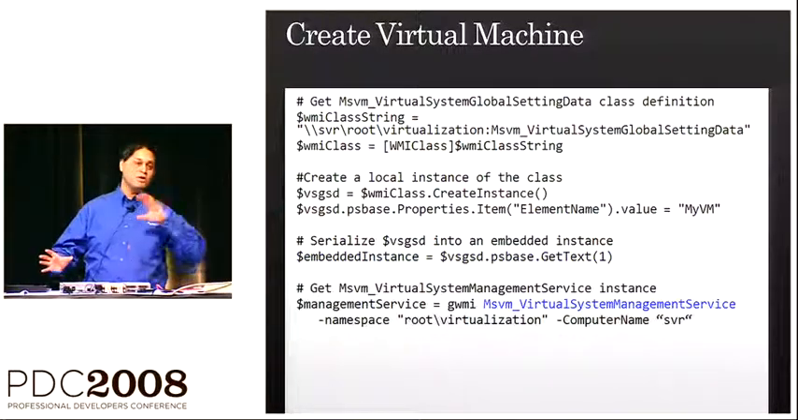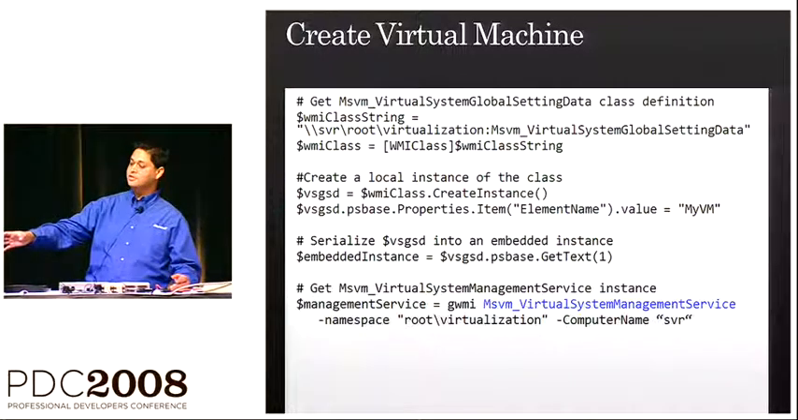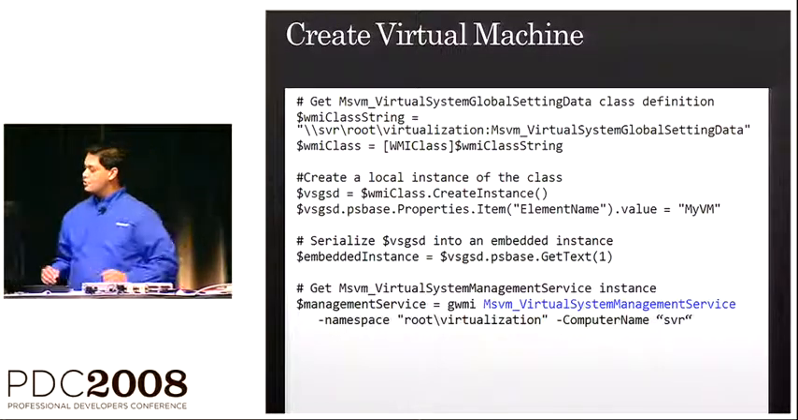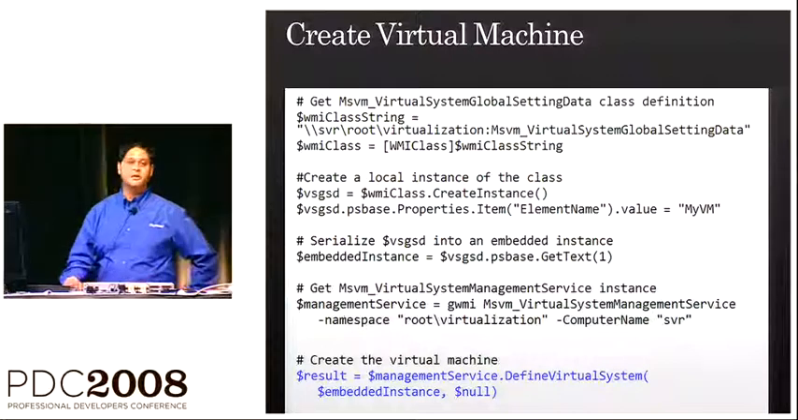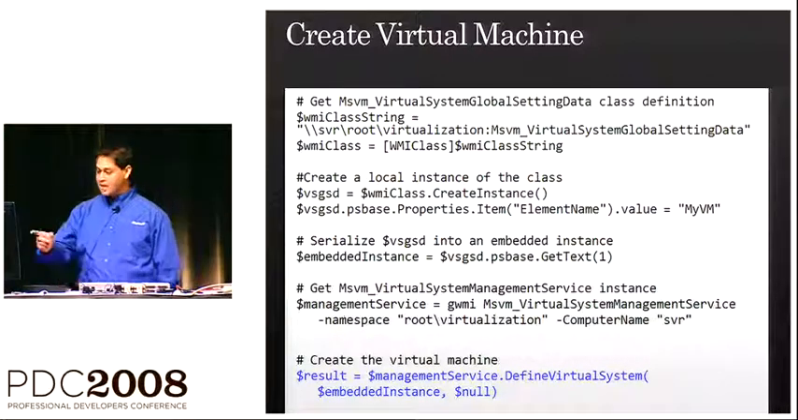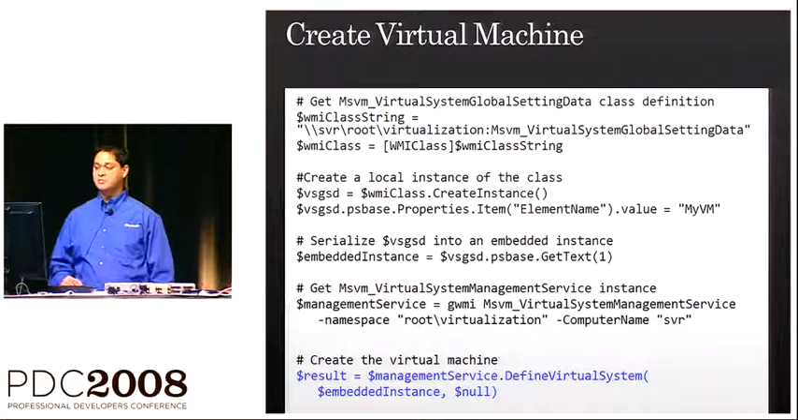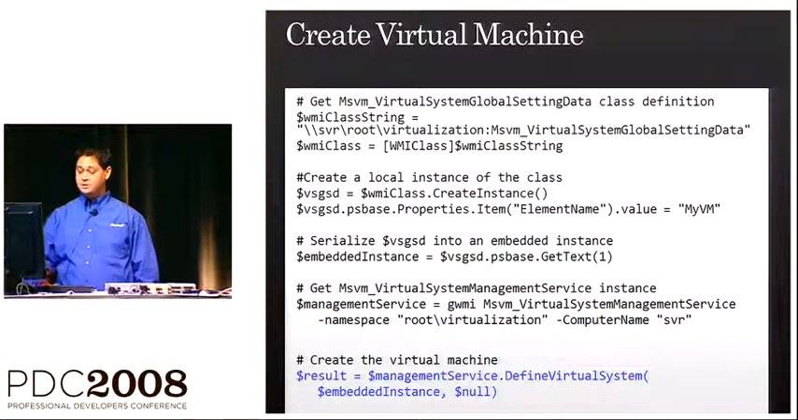Now that we've got that, we need to go call a method to say, hey, create this virtual machine. Well, remember, all the methods are sitting on this virtual system management service object. So we go out and we get an instance of the virtual system management service object, and we call the defined virtual system API, passing in the embedded instance that we constructed earlier of the virtual system global setting data. And that's it. You've created your virtual machine.